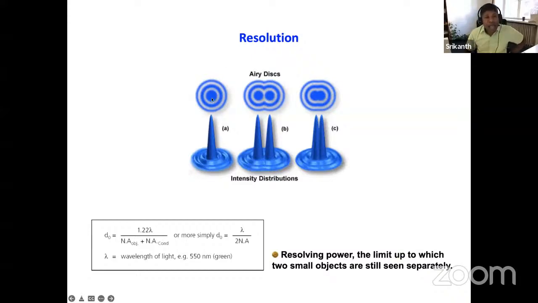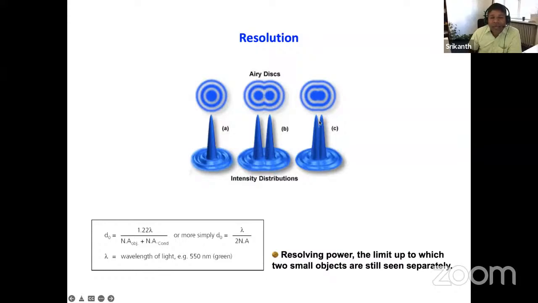So you see, if you have a small dot here, you can see a peak, that's the intensity given by this spot. And compared to that, if there are two spots nearby, you can clearly see the two individual peaks. And if they are very close together, you can see that the basal part is completely connected, but only at the apical part can you see small peaks. So the resolution is the limit up to which two small objects are still seen separately. And this is exactly how the numerical aperture is connected with the resolution.